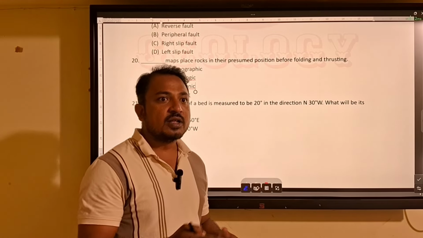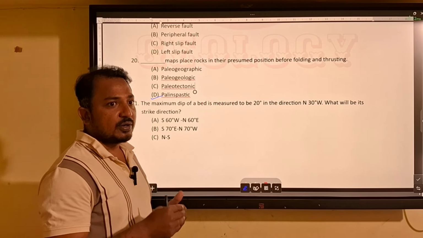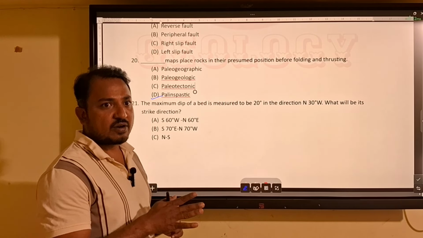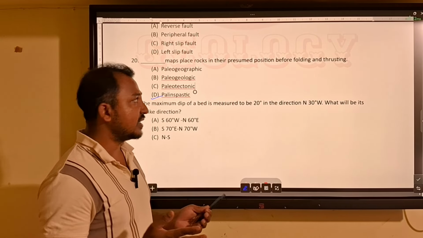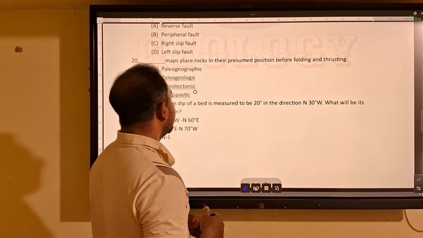Paleogeographic is the ancient geographic condition. Paleogeologic can take any ancient geological condition of any region. Paleotechnic is also the same. So these all indicate the ancient condition of any region. A planispheric map indicates the ancient condition or pre-deformed condition of the rock.